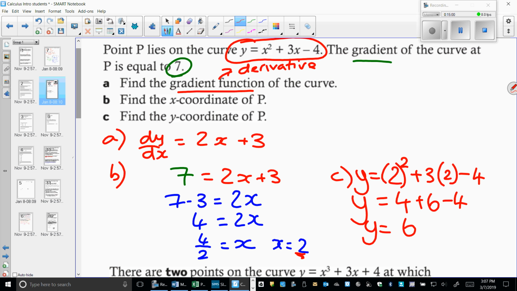So it says find the gradient function. That means find the derivative. So how do we differentiate? You know how to differentiate. So this number comes in front, take 1 off the power, so that we've got 2x. And then when it's just an x, just remember it's just the number in front of it. And when there's no x attached to it, we ignore it.